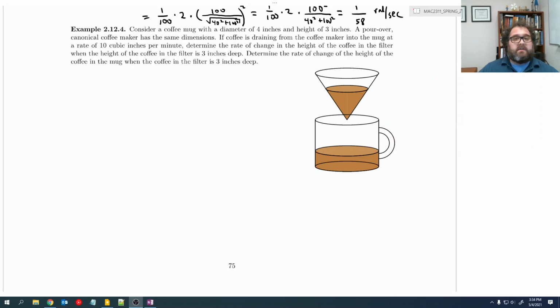All right, welcome back. We're continuing our discussion of related rates exercises. So we're going to amp up the difficulty just a little bit. Not too bad, but this will take a little more work. Let's see what it is. Let's hop right in here.